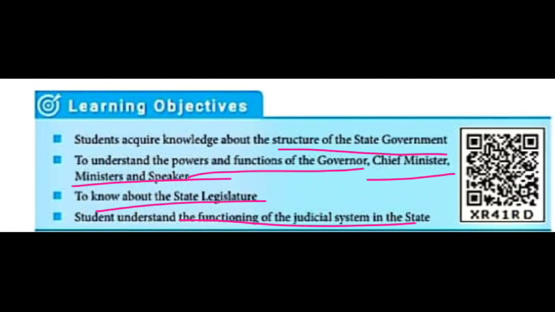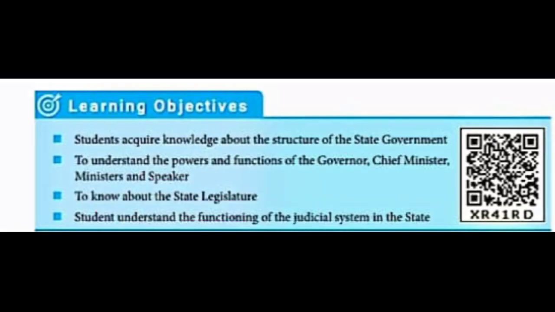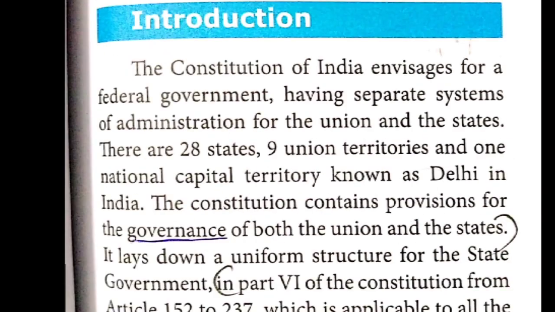Children, here the introduction part you can take. The introduction paragraph is on page number 259. Take it, children. What is given in the introduction paragraph? The Constitution of India envisages, that is, provides for a federal government. Federal government means union government. The Constitution of India provides a central government, that is the federal government.